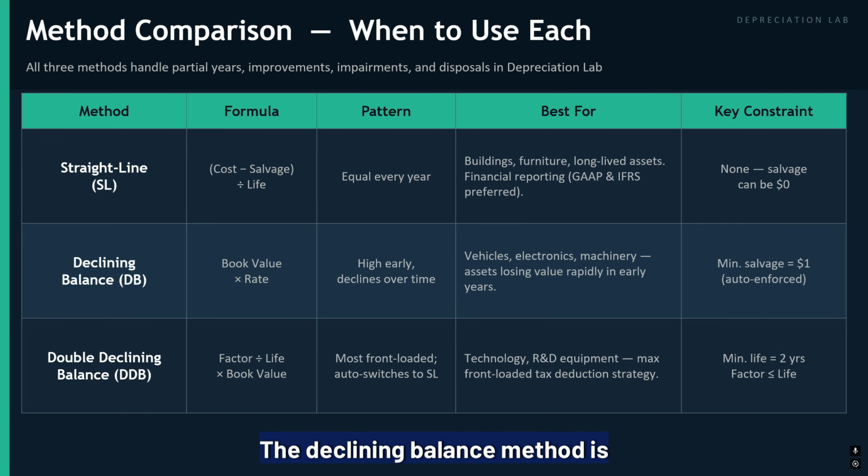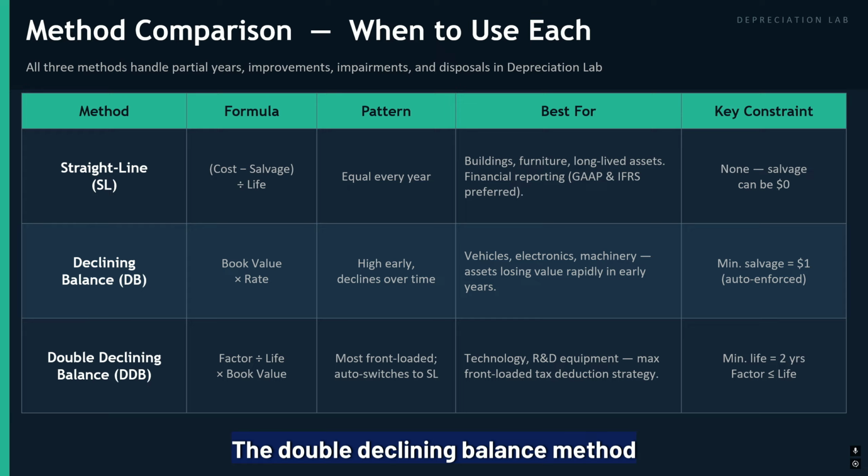The declining balance method is a diminishing balance method, as I mentioned before. It's book value times rate. That's the formula. It's high early depreciation, which declines over time. So the depreciation will decline over the later part of the life of the asset. It is best for vehicles, electronics, and machinery, assets losing value rapidly in early years. So the key constraint is that a minimum salvage value of $1 is auto-enforced in the Depreciation Lab calculation engine.